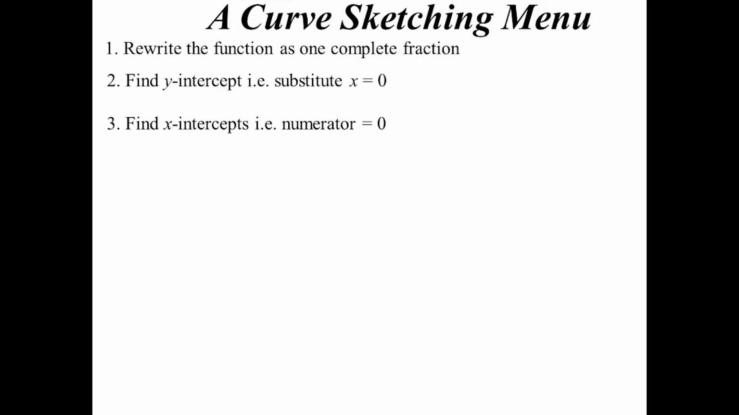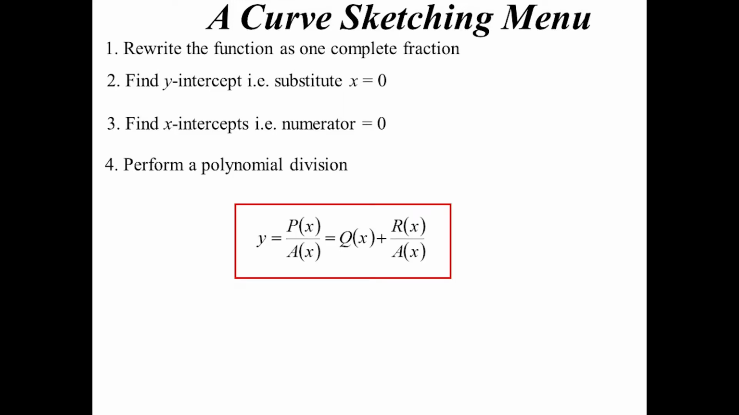If it's all one fraction, it's going to be the numerator, because if a fraction equals 0, it has to be the top of the fraction that's equal to 0. Do a polynomial division, because that will then bring out any asymptotes.